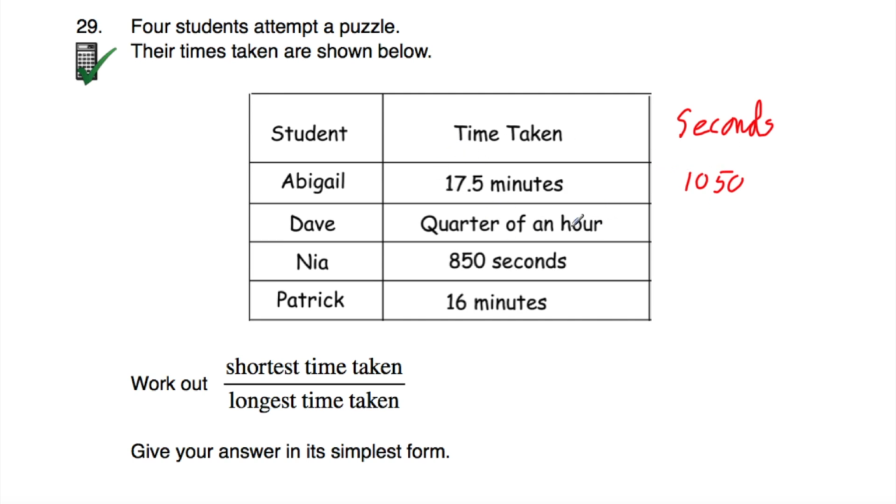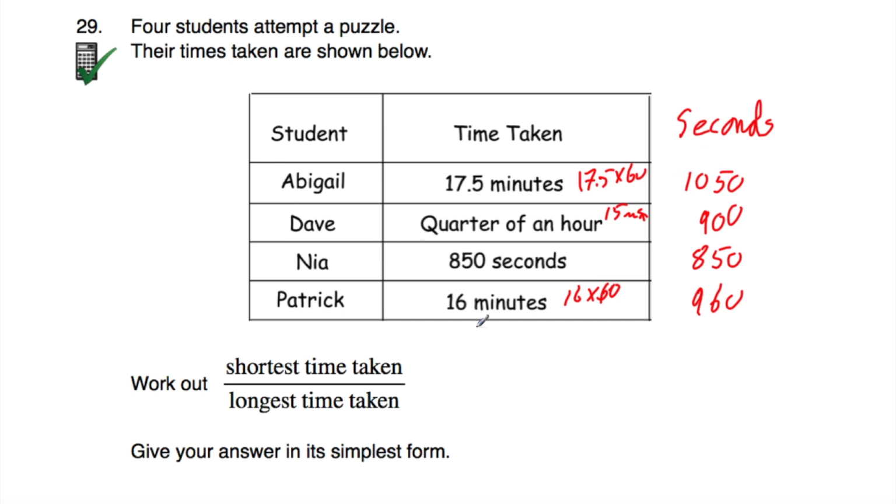A quarter of an hour, well, that's 15 minutes, but we want it in seconds, so we're going to do 15 times 60, because there's 60 seconds in a minute, so it's equal to 900. We've got 850 seconds, and then finally 16 minutes, so 16 times 60, which is equal to 960. So we've now got all the times in seconds.